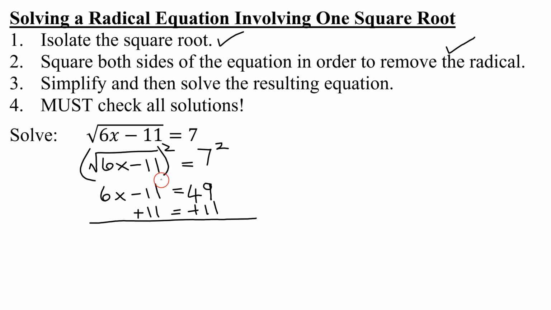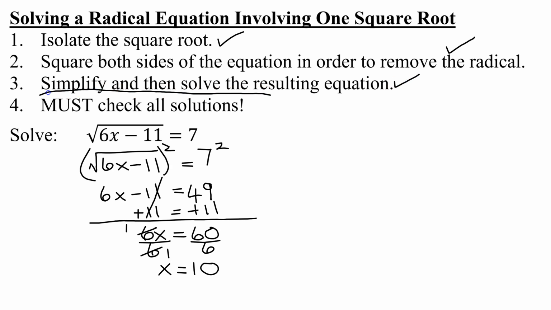Because negative 11 plus 11 is 0, so the only thing on the left-hand side is my 6x. So 6x equals 49 plus 11, which is 60. Last thing to isolate the x, divide both sides by 6. The 6's reduce, and I get x equals 60 divided by 6 is 10. So now I've completed step 3.